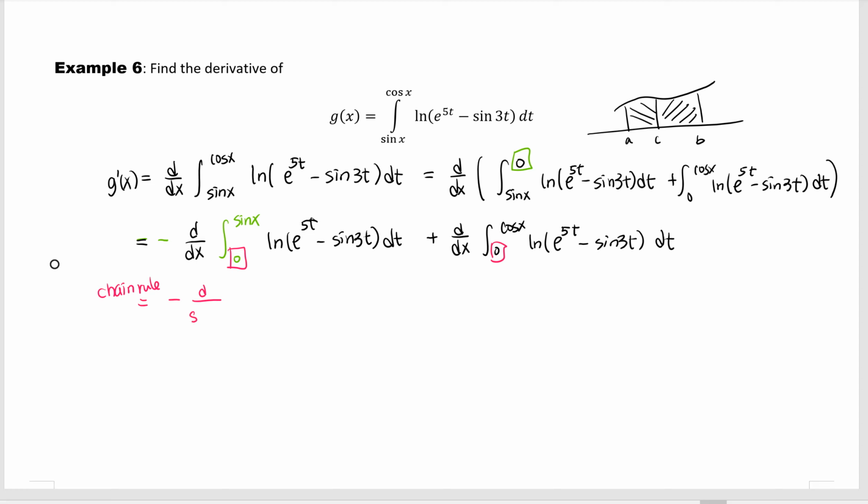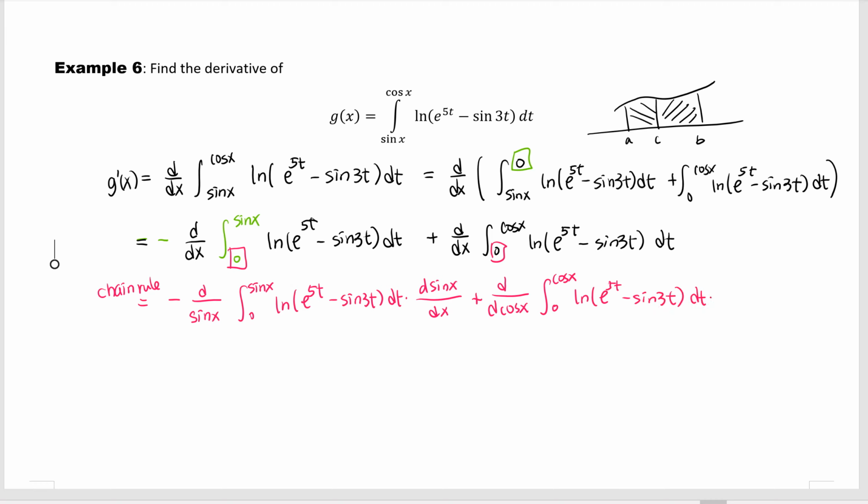Okay, so let's use the chain rule. We need to have sine x, and don't forget u prime, so d sine x dx. For the second one, we want to have cosine x at the bottom so that we can match the cosine x here, and u prime, so d cosine x dx. Okay, so what is that?